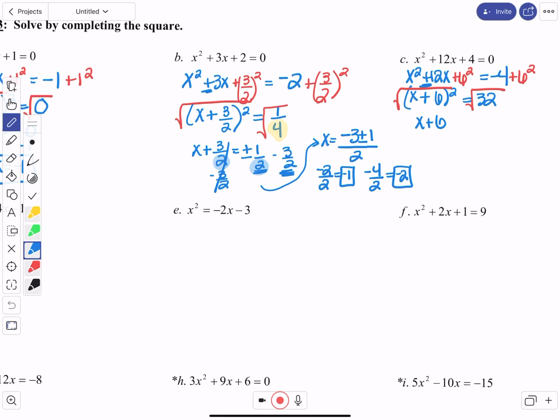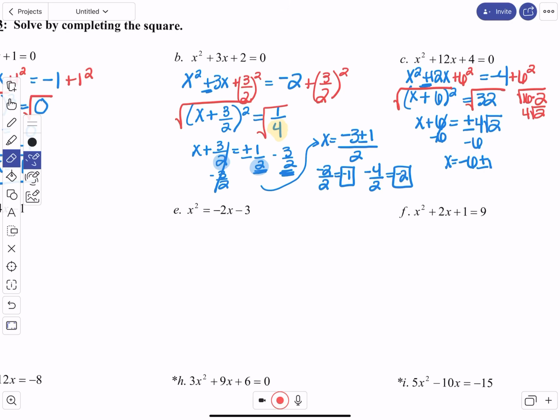So this is going to give me x plus 6 equals plus or minus. So now I have to reduce the square root of 32. Okay? So remember, if we reduce that, I've got to think of a perfect square that goes into 32, which is 16. The square root of 16 is 4. So that reduces to 4 square root of 2. And then I subtract 6. So when I write it out, I get negative 6 plus or minus 4 square root of 2. And you always want to put your whole number in the front, and anything with a square root is going to come last.